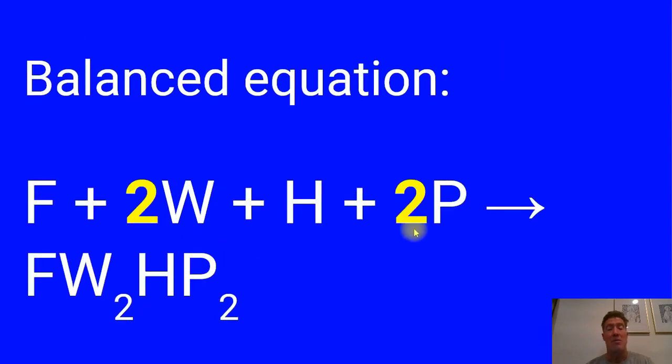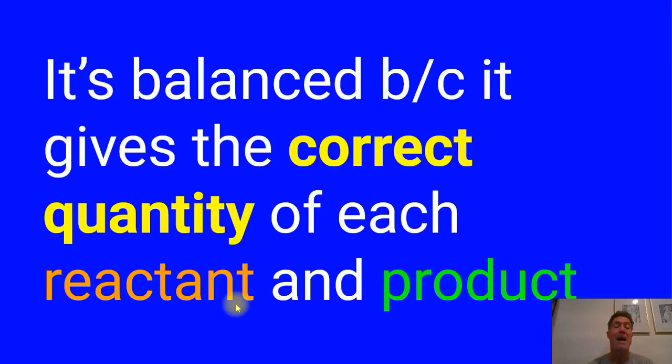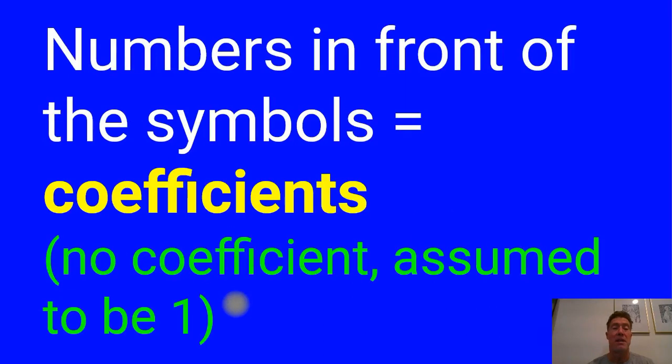So back to our bike example, to balance this out, we would say 2W plus 2P plus F plus H gives us FW2HP2. It's balanced this time because it gives the correct quantity of each reactant and each product. The numbers in front of the symbols that we saw there, we're going to call those coefficients. If we don't put a coefficient in front of a symbol, we assume that it's 1.